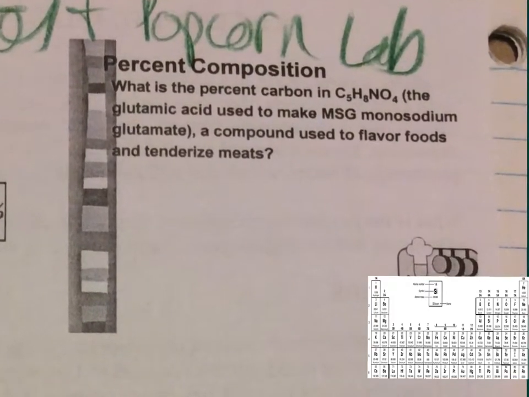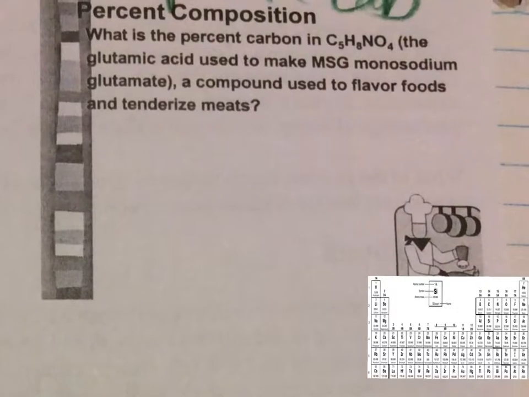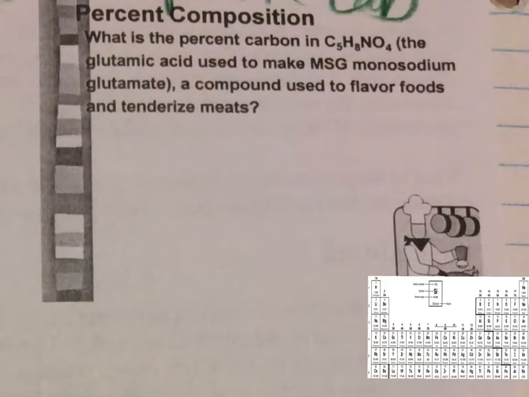And this is building, as everything does in chemistry, on what we did before. What we just finished using was the mole and molar mass. So our first question here is, what is the percent of carbon, just carbon they're looking for, in C5H8NO4, which is the glutamic acid used to make MSG, monosodium glutamate, which a lot of you eat probably without even realizing it, unless you read your food labels. It's a compound used to flavor foods and tenderize meats.